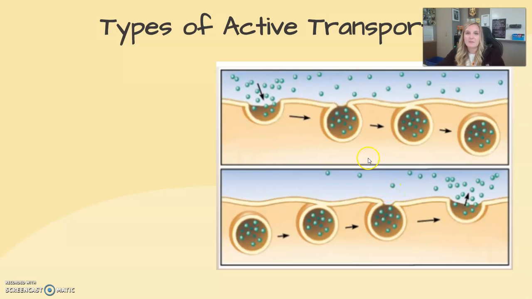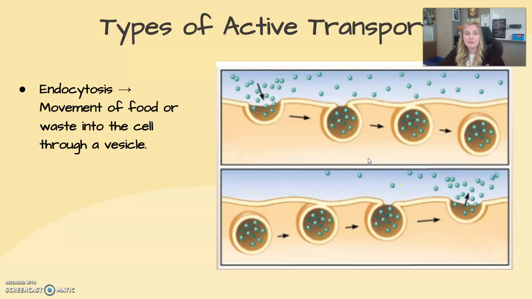There's two other types of active transport, endocytosis and exocytosis. Endocytosis is the movement of food or waste into the cell through a vesicle. And so much is coming in that you end up putting it into this vesicle, but this requires energy as well because you're creating this vesicle. A way to remember that it's going inside of the cell is endo, that root means into.